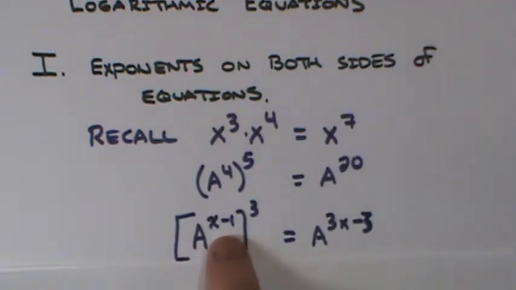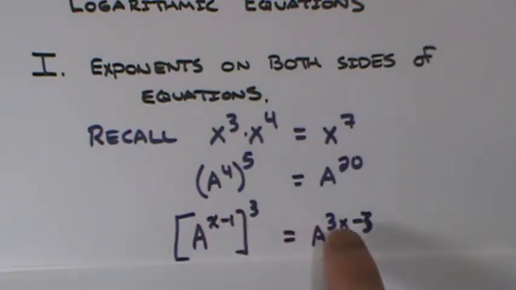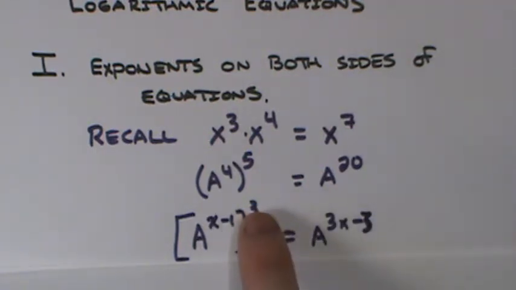Algebraically, you're going to start to see expressions as your exponents. So I've got A to the x minus 1 raised to the 3rd. This is a situation where I can distribute that 3 across the exponents and call this A to the 3x minus 3, because I distribute the 3 to the x, distribute the 3 to the negative 1, and I get A to the 3x minus 3.